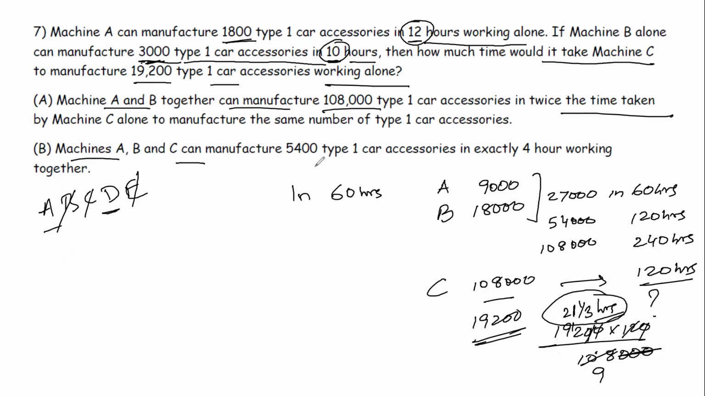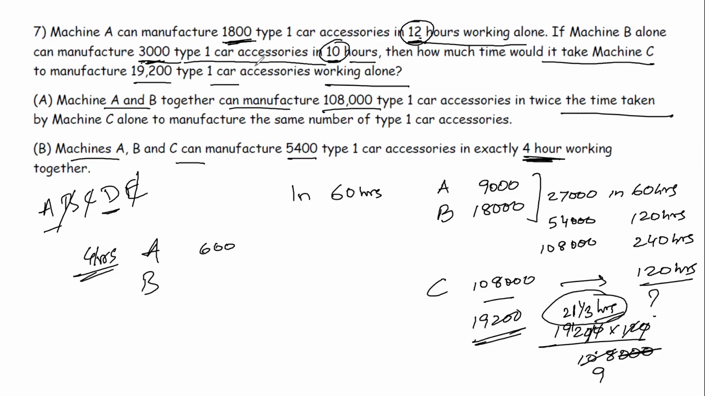Machines A, B, and C can manufacture 5,500 Type 1 car accessories in exactly 4 hours. Okay. So we know that 1800 in 12 hours. So if it is 4 hours, A will do 1/3 of 1800, right? Because 12 hours and 4 hours, so 4 is 1/3 of 12. So 1/3 of 1800 is 600.